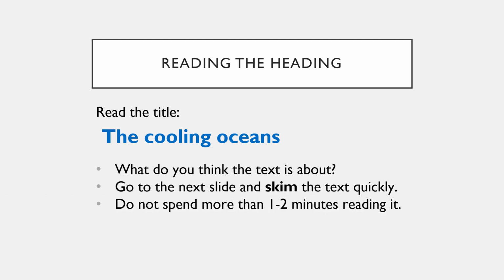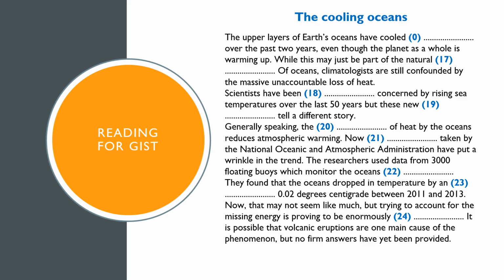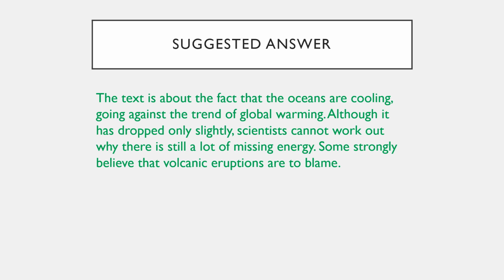Then go to the next slide and skim read the text quickly. Don't spend more than 2 minutes reading it. Pause the video and press play when you're ready to continue. Now skim read the text quickly to get the gist or the general meaning of it. Remember, don't spend more than about a minute reading it. Take a look at this short summary of the text. It explains the overall meaning in just a few sentences. Was your prediction something similar?